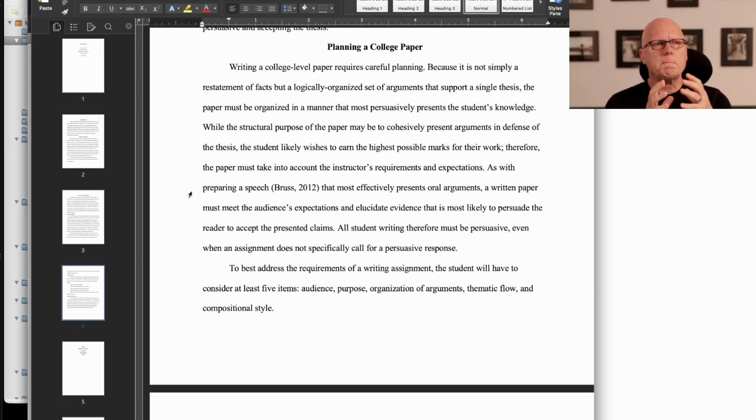So the paper is a complement of arguments that support one another. The mortar that holds them together is logic, and the result is that the reader of the paper accepts the thesis just as the house stands because it's held together by the bricks and mortar.